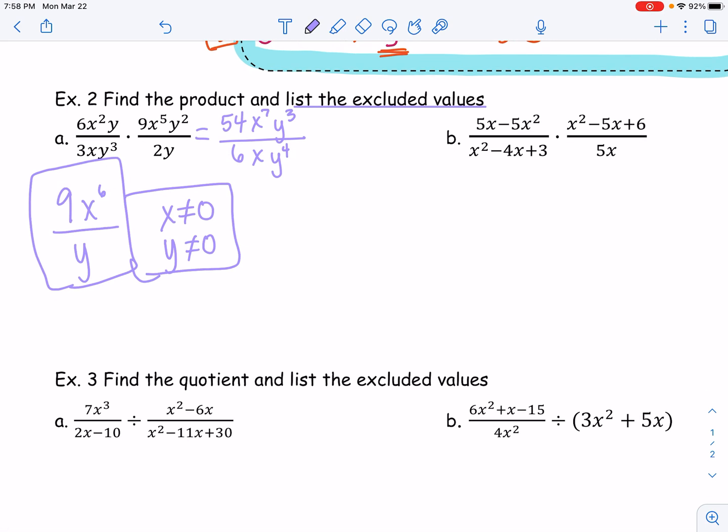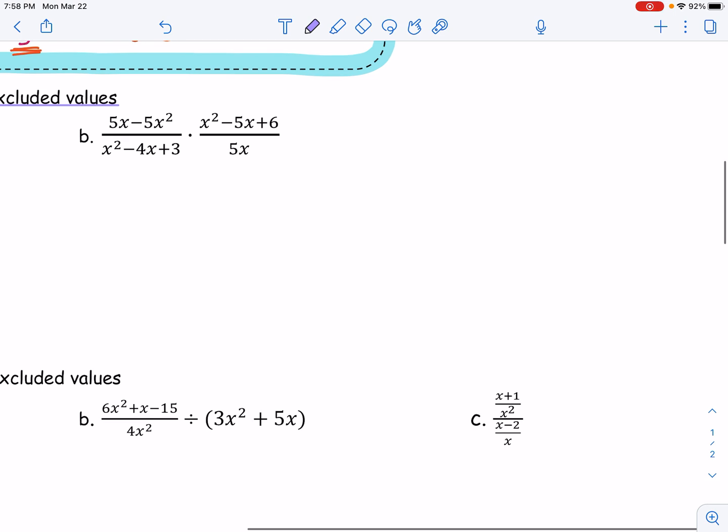We're always going to either find the product and the excluded values or find the quotient and the excluded values. All right, so let's try it again. This one is one of the ones where we can definitely see that we want to factor first, and then maybe we can see if anything cancels out before multiplying everything straight across. So I'm going to go ahead and factor first.